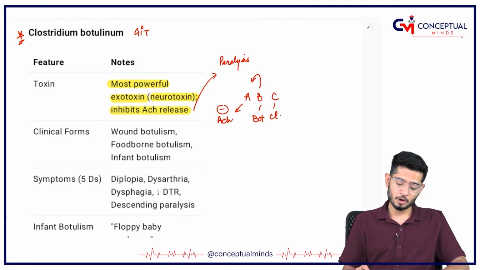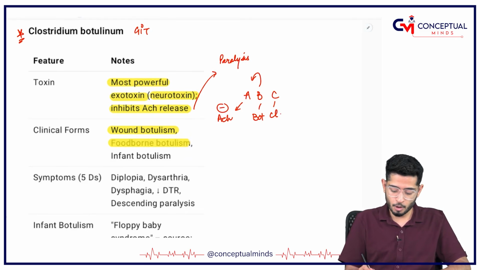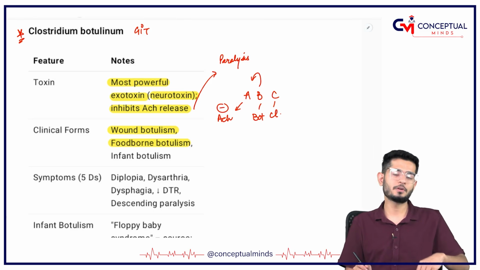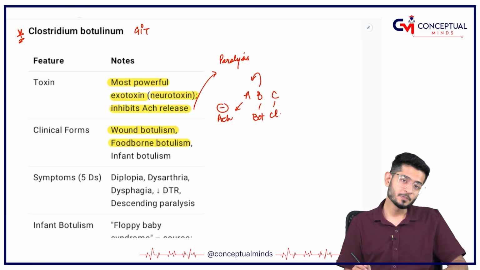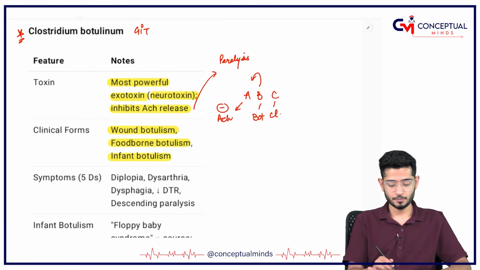What are the different forms of Clostridium botulinum? One is wound botulism. Another is foodborne botulism, where by ingestion of food you get botulism. Then there is infant botulism.